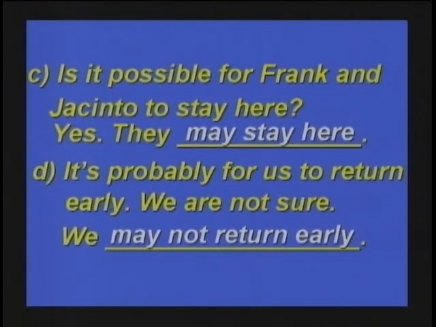Okay, this is item C. Is it possible for Frank and Jacinto to stay here? Yes, they blank. And item D. It's probably for us to return early. We are not sure. We blank. Recuerda que debes completar el espacio en blanco.